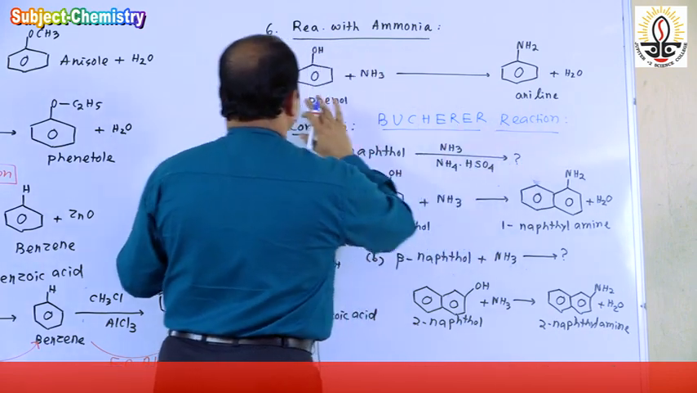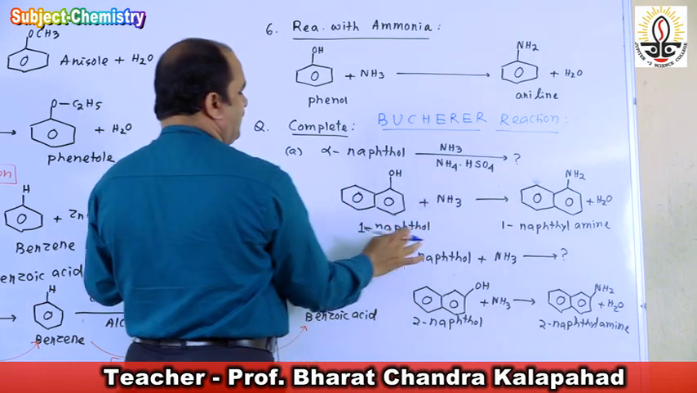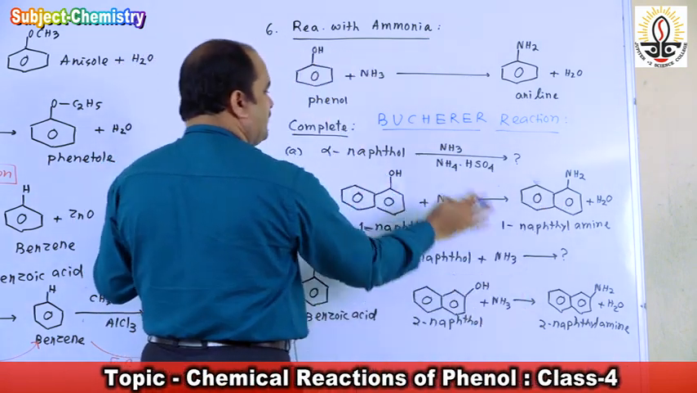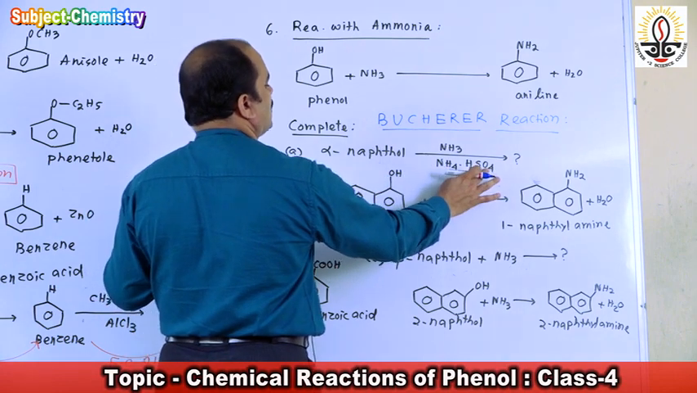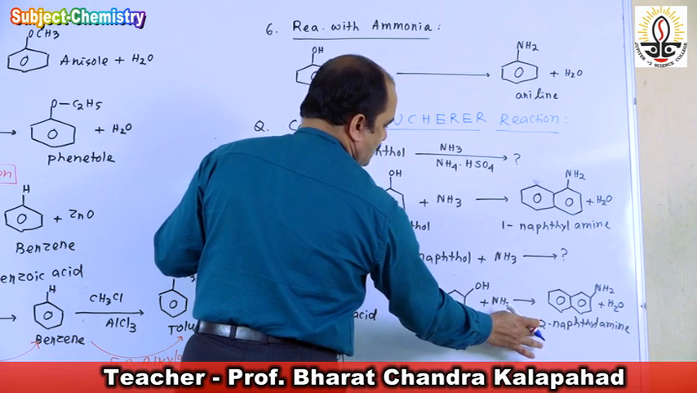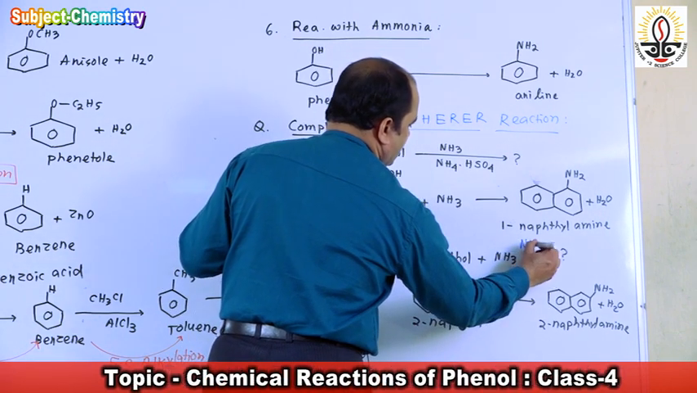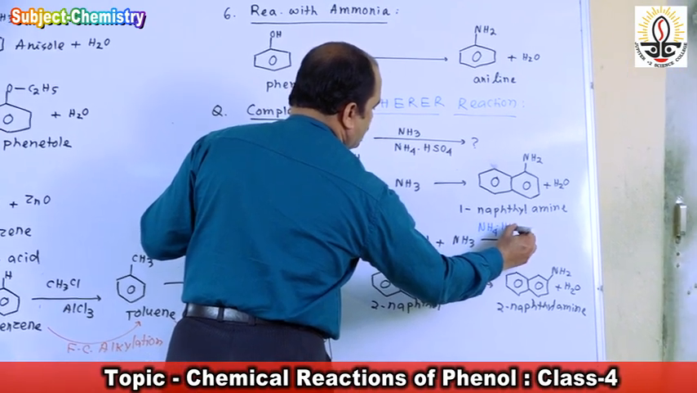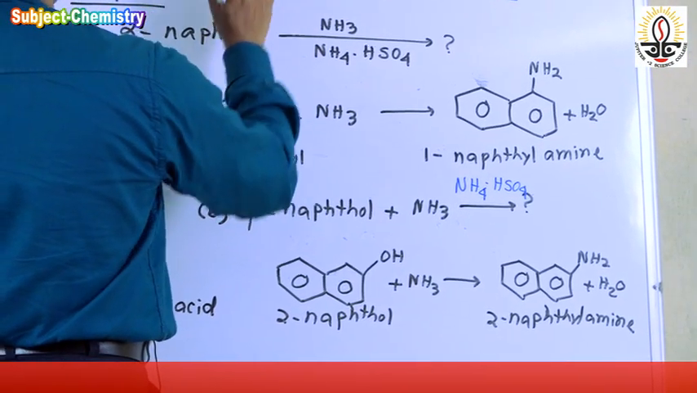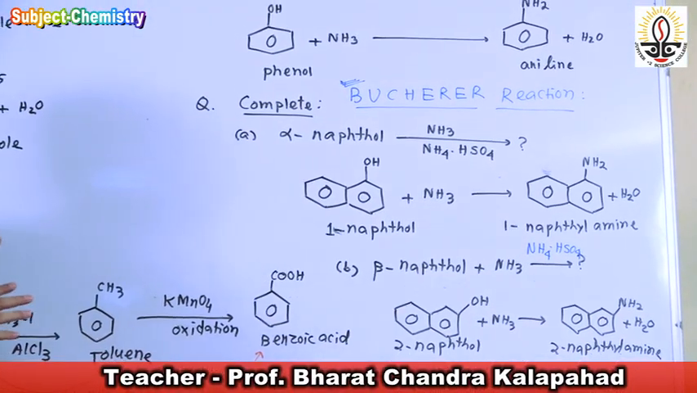So reaction with ammonia is over. Phenol reacts with ammonia to give aniline. Alpha naphthol reacts with ammonia to give 1-naphthylamine, and beta naphthol gives 2-naphthylamine. The reaction is carried out in presence of ammonium hydrogen sulfate and is known as Bucherer reaction. This is very important for entrance examinations. So reaction number 6 is over.